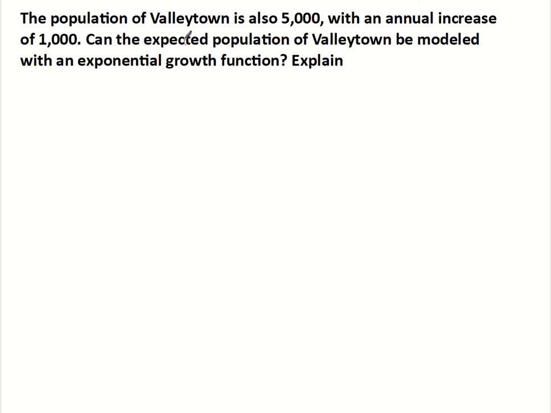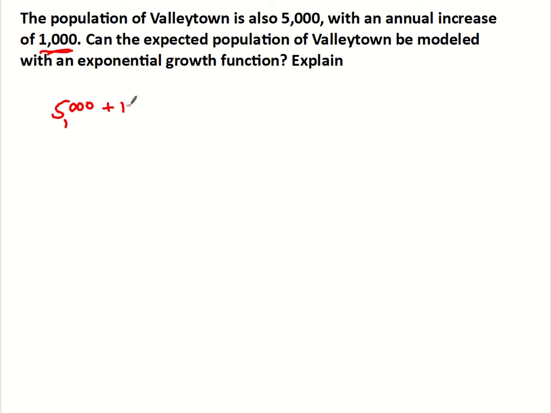Now, population of Valleytown, also 5,000 with an annual increase of 1,000. So now we have a different town, starts at 5,000, but every year it's increasing by 1,000. Can the expected population of Valleytown be modeled with the exponential growth function? We start with 5,000 and then we increase by 1,000 each and every single year. Is that exponential growth? The answer would be no. That would be a linear function because it's a constant rate of change.